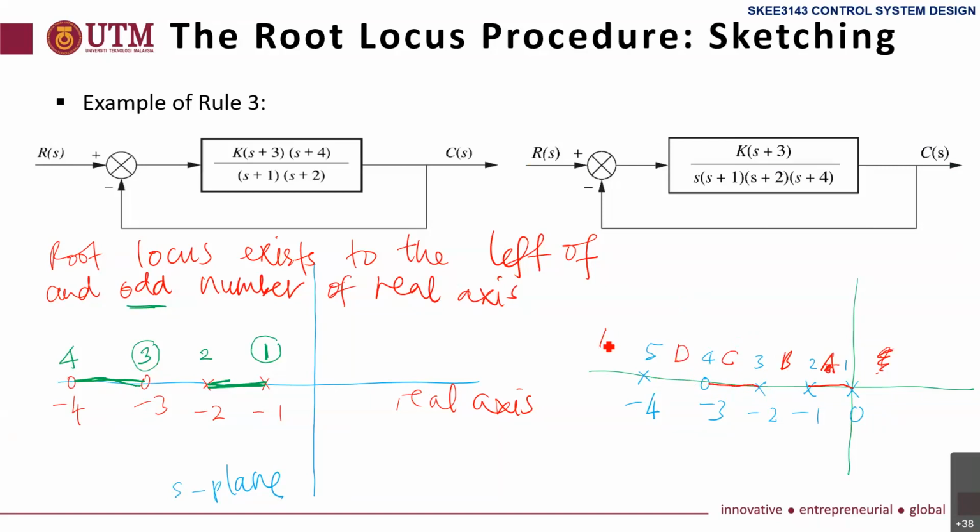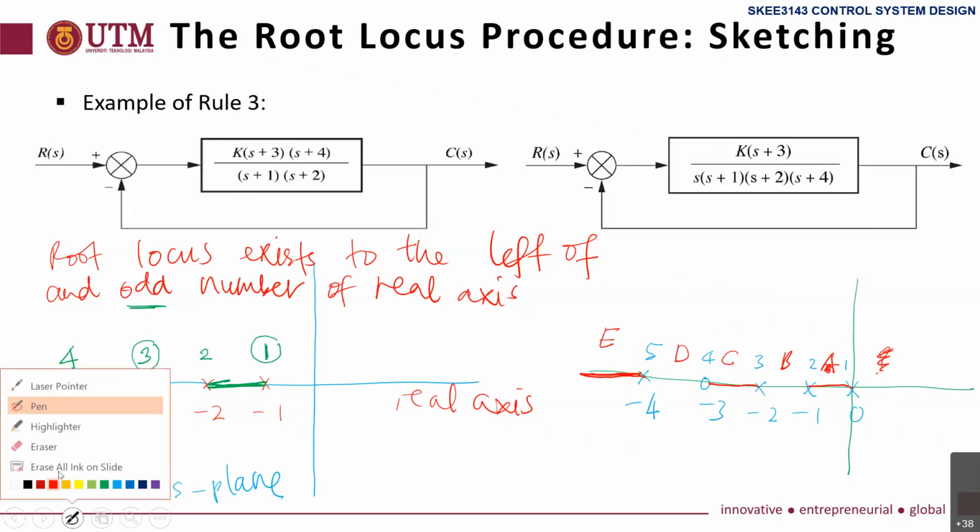Region E? Left of an odd number. Left means, of course, we have root locus here. This is how we apply rule number 3. Any question?